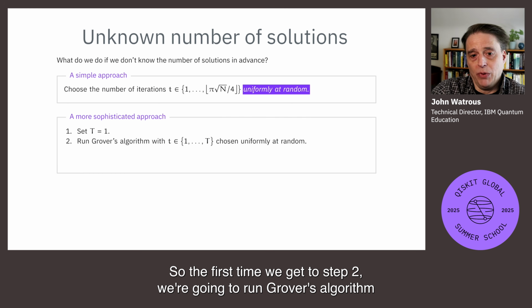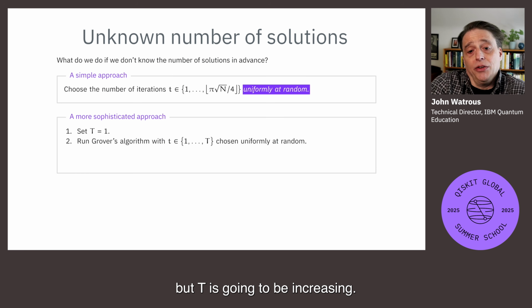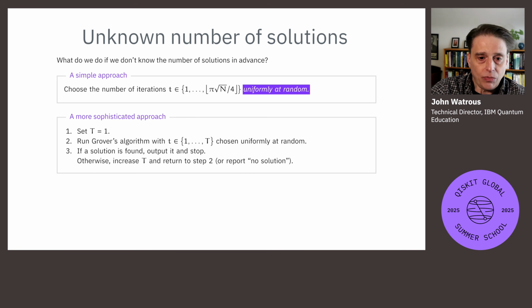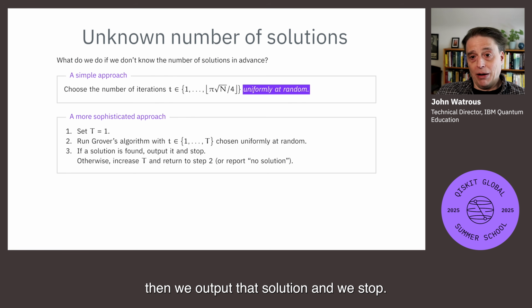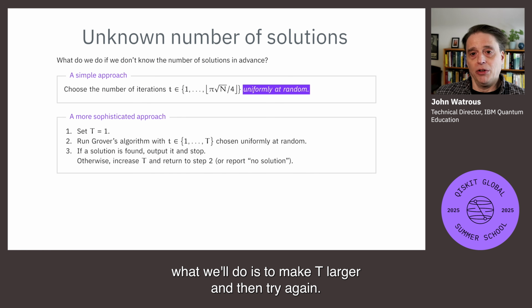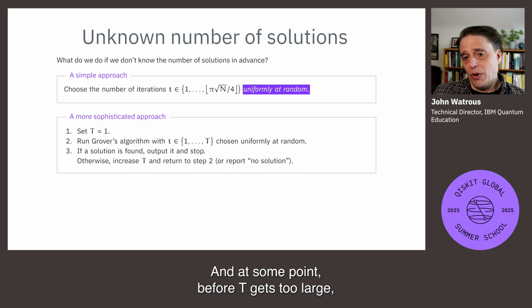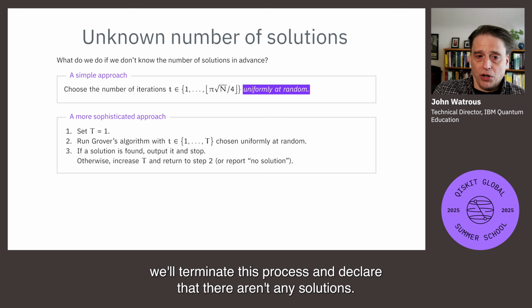So the first time we get to step 2, we're going to run Grover's algorithm for one iteration, but t is going to be increasing. If we find a solution, then we output that solution and we stop. And if we don't find a solution, what we'll do is make t larger and then try again. And at some point before t gets too large, we'll terminate this process and declare that there aren't any solutions.